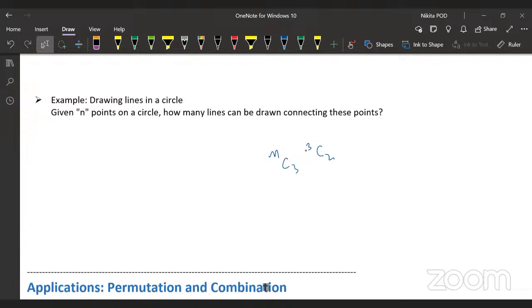I have asked you, you have n points on a circle. And how many lines can you draw connecting these points? NC2, no? I didn't give 3 points or something. For a line, only 2 points are needed. So you just need to select 2 points out of n points. It is given that connecting these points. It's not 3.